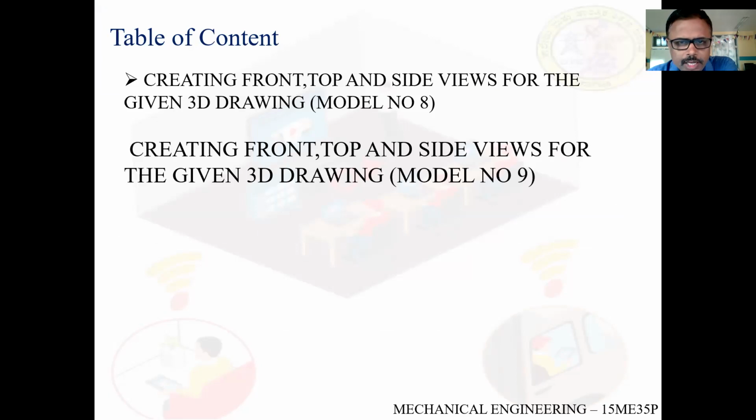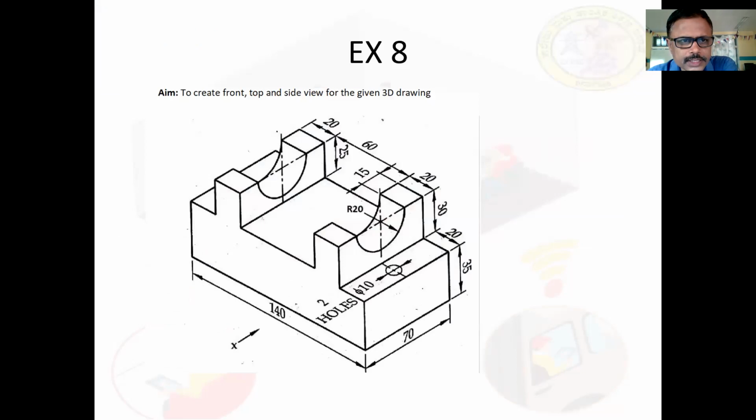So we are discussing model number 8 and model number 9 from your syllabus. Let us start with model number 8, that is exercise number 8. The question for you is to create the front, top and side view for the given 3D drawing. So this is the model. We will first discuss what are the steps to be done.